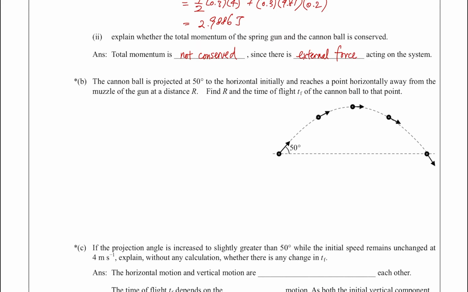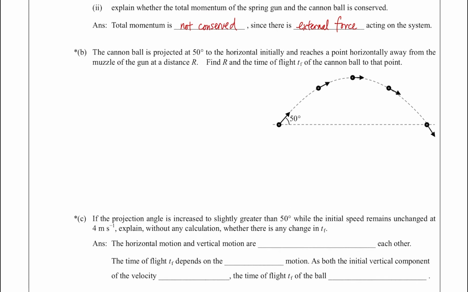Part B. So now we have a spring cannonball flying. It's projected at 50 degrees to the horizontal initially. Don't forget that the speed, we had already calculated the speed.